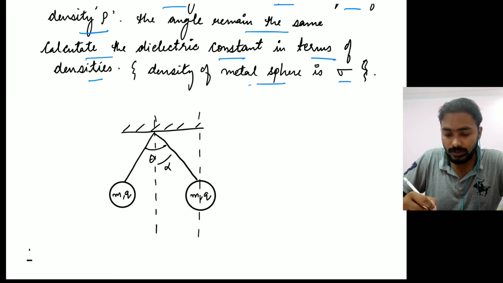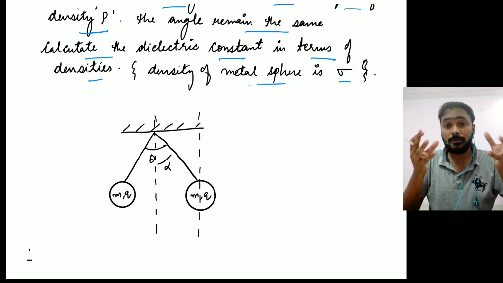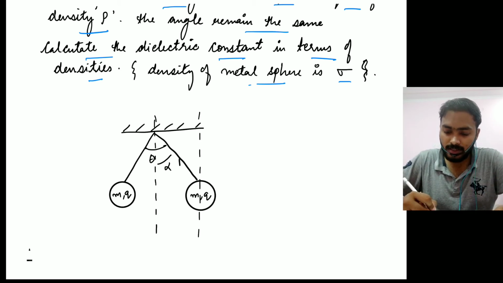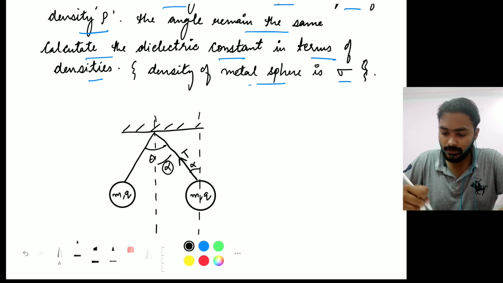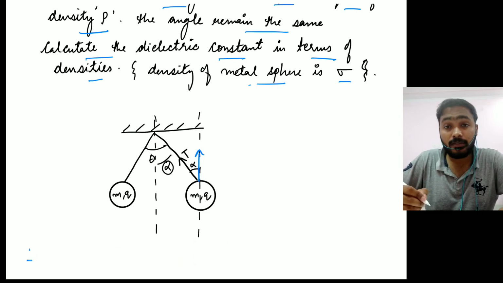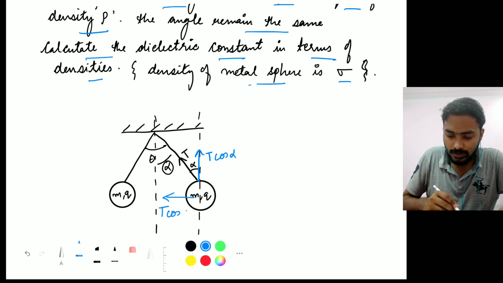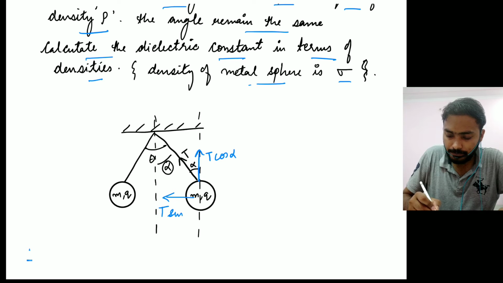Obviously because the metal spheres are hung with the string, there is a tension in the string which is T. And if this is alpha, then this angle is also alpha. I hope that's understandable. So the tension will have a component along the vertical, which you will call T cos alpha. Similarly there will be a horizontal component, which will be T sin alpha.